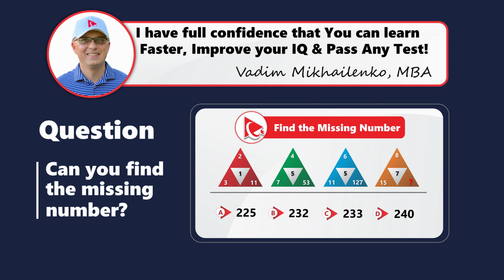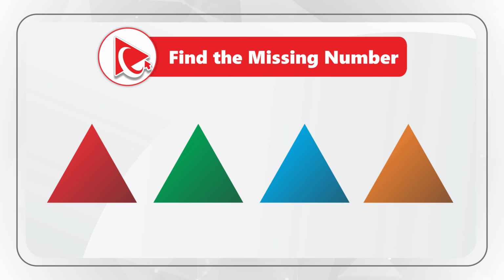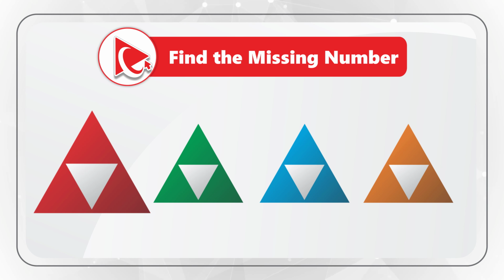Here's the famous four-square triangle question that you frequently see on the test. You're presented with four triangles. In each triangle, there is a smaller triangle which breaks it down into four parts. Each part has a number, and in one small triangle, the number is missing. The first triangle has numbers 3, 2, 11, and number 1 in the middle.